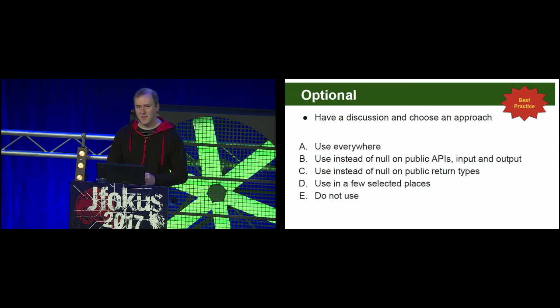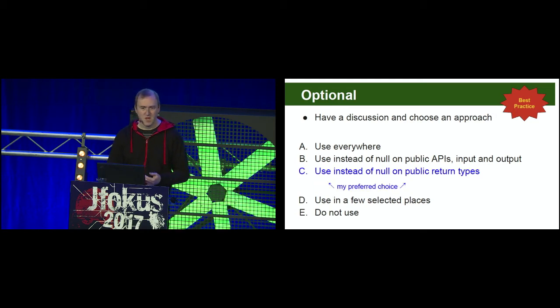Those are basically the 5 different ways I think make sense: use it everywhere, only on the inputs and outputs to public APIs, only on the outputs of public APIs, the return types, just use it occasionally, or just don't use it at all. I'm a pragmatic person. I'm a middle ground person. So yes, the middle ground is what I think you should be doing. But remember, you'll hear different opinions.